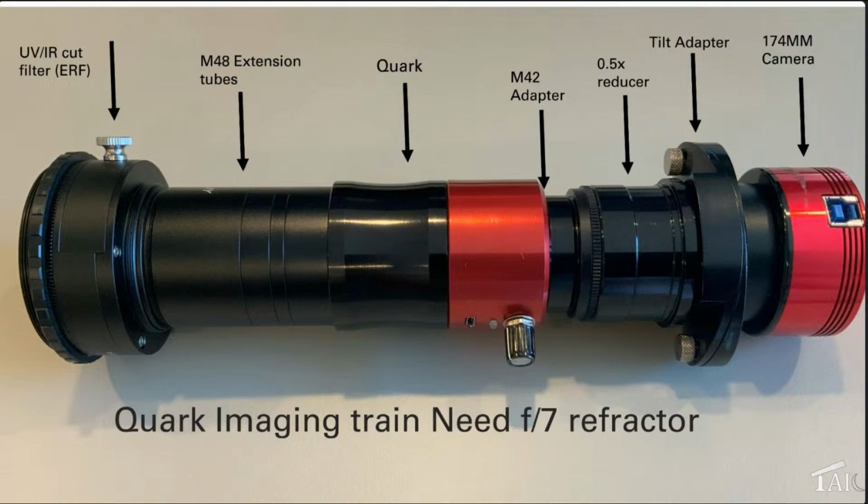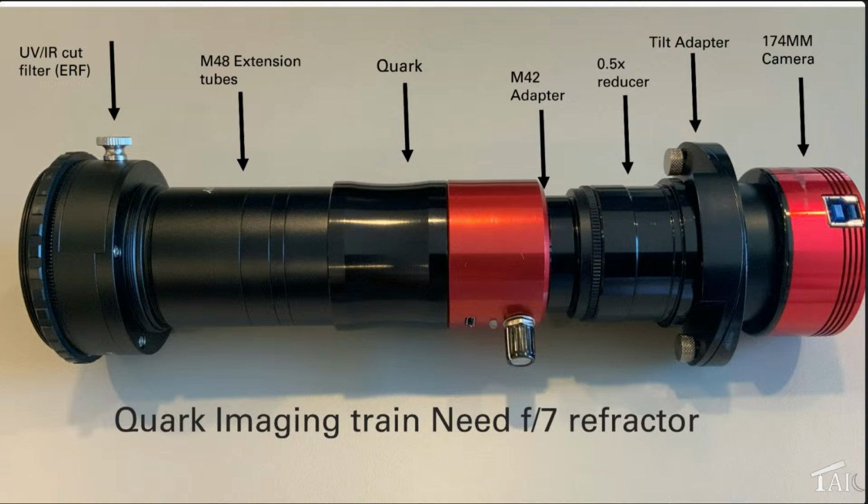Then after the Quark, I had to buy DayStar versions of these adapters, and they got quite expensive. So there was an M42 adapter to do a threaded connection. I ended up buying the 0.5 reducer from a local astronomer in my local group. And I'll tell you why I need a reducer afterwards. But I quite love the reducer, and it was worth it.